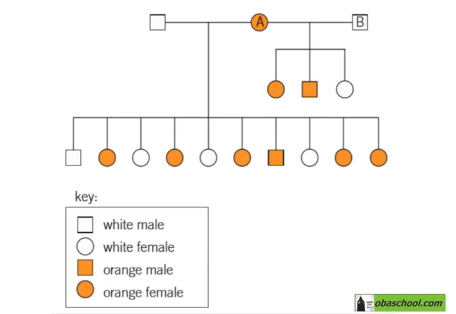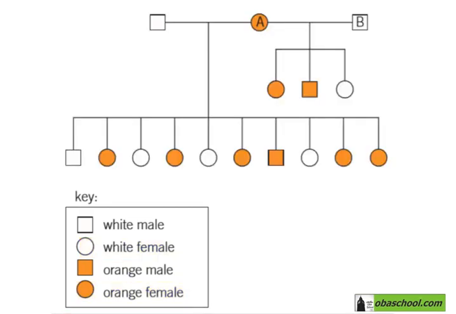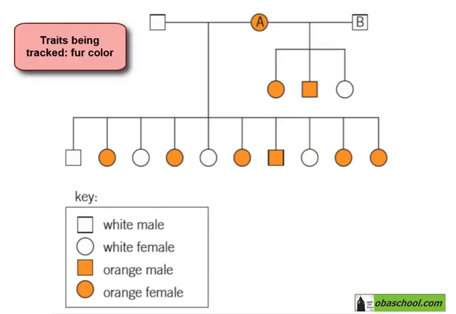So for example, here we see that the square shapes represent the male individuals, while the circle shapes represent the female individuals. Now this could be referring to anything. Let's assume that it's referring to the fur color of a certain animal, maybe a cat. So the squares and the circles that are white refer to the white males and females, while the squares and circles that are orange refer to the orange males and females.